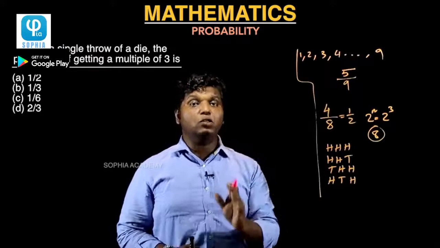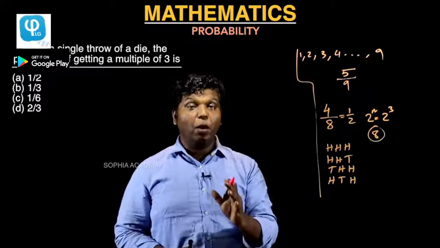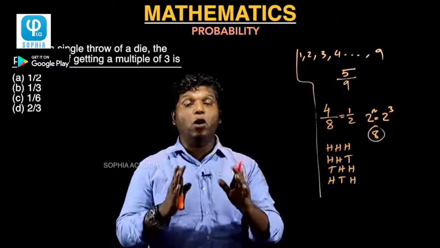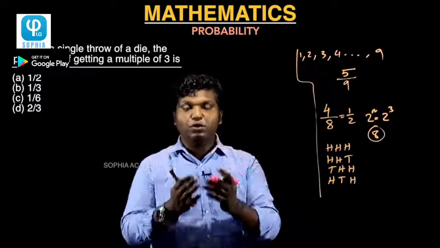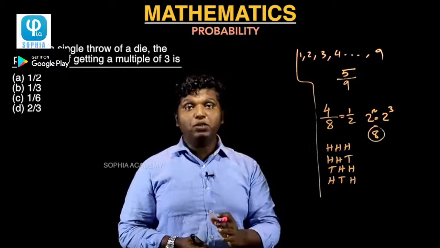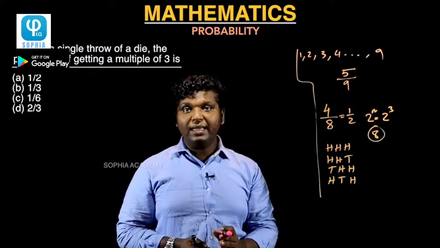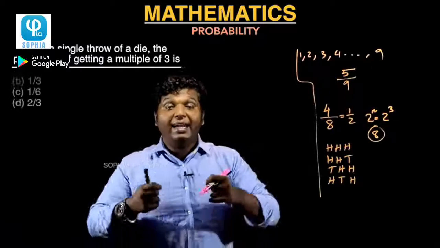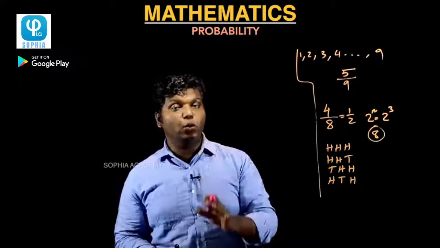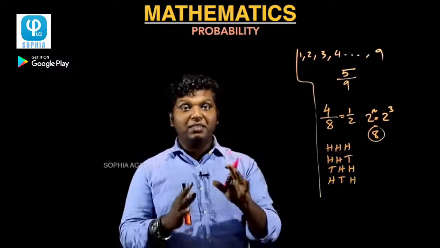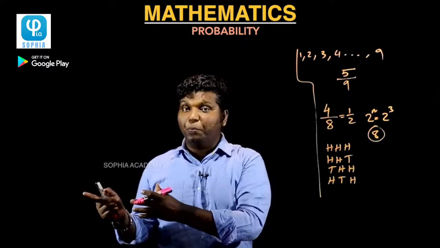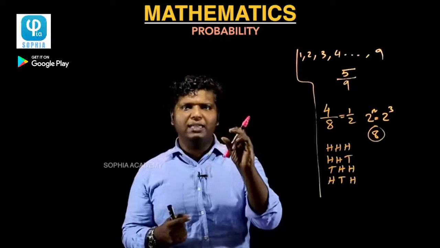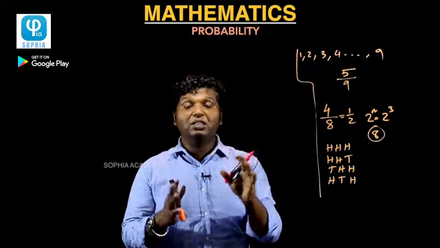Here was the next question before you. In a single throw of a die, the probability of getting a multiple of 3 is: 1 by 2, 1 by 3, 1 by 6 and 2 by 3. So what is the question here? A die is being thrown. Have you seen a die? A die is something we use to play Ludo, right? For Ludo, a single die like this, a cubical shaped thing.